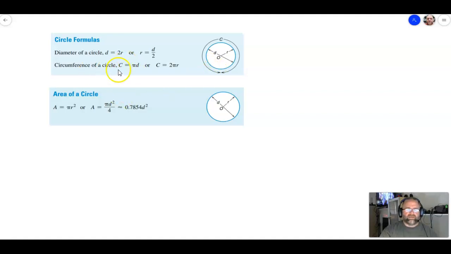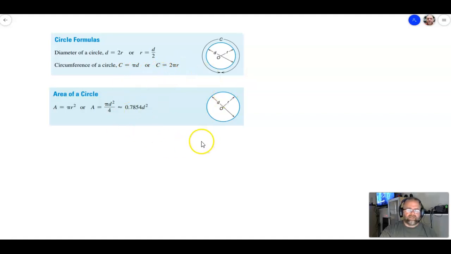The circumference of a circle, denoted usually by big C, is the distance around the circle. We can find that by taking the diameter and multiplying it by pi, or 2 times the radius and multiplying it by pi, since the diameter is equal to 2 times the radius.